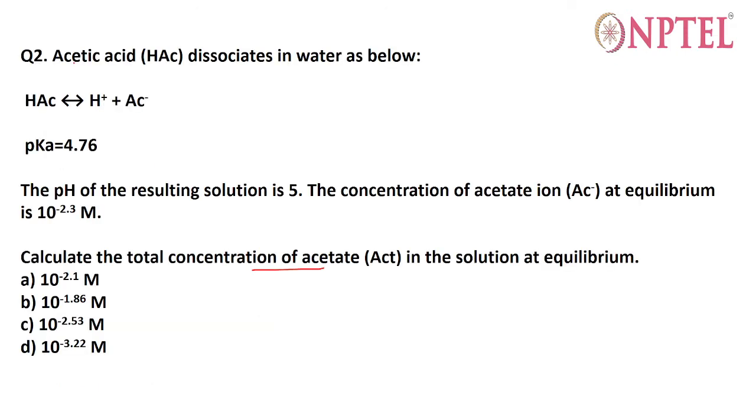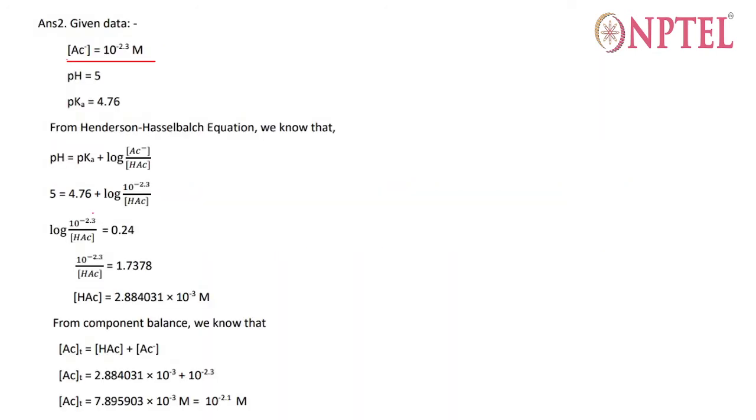First one is the acetate ion concentration, right? The acetate ion concentration is given here. Concentration of acetate ion at equilibrium is 10 to the power minus 2.3 molar, right? We know the pH and we know the pKa value. So from the Henderson-Hasselbalch equation, we can write this equation. I am repeating this equation once again: pH equals pKa plus log of the deprotonated and protonated forms, the acetate ion and HAc form.